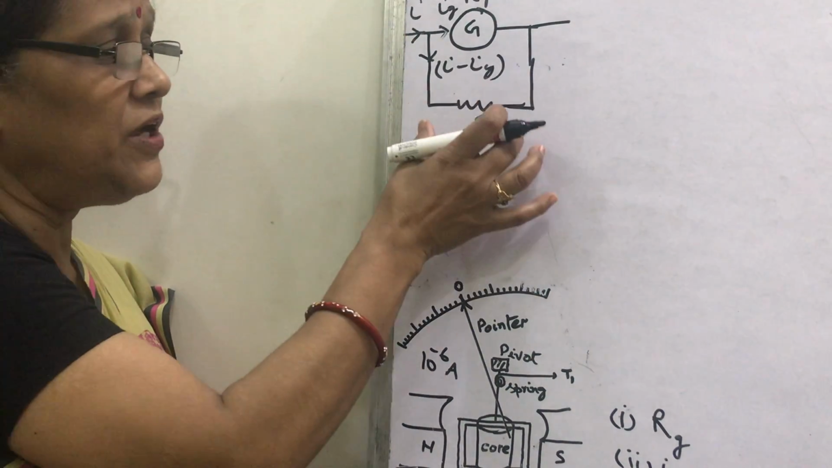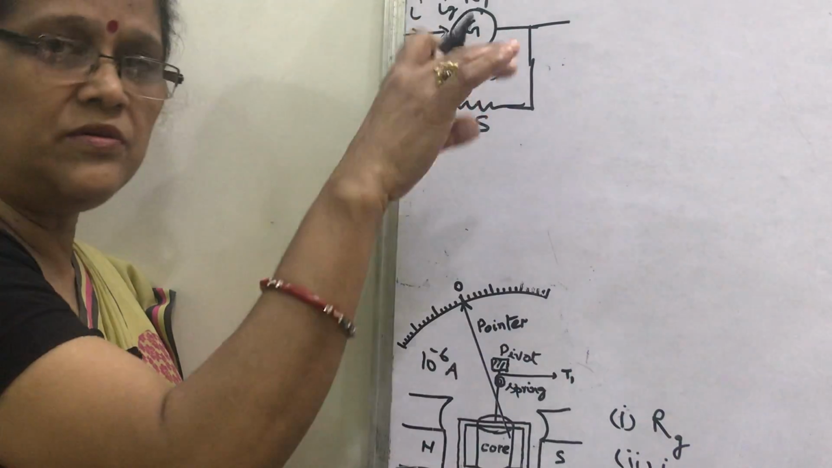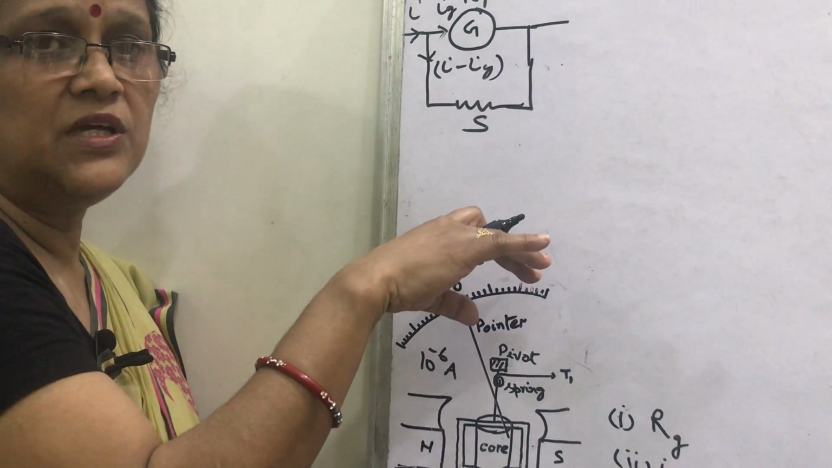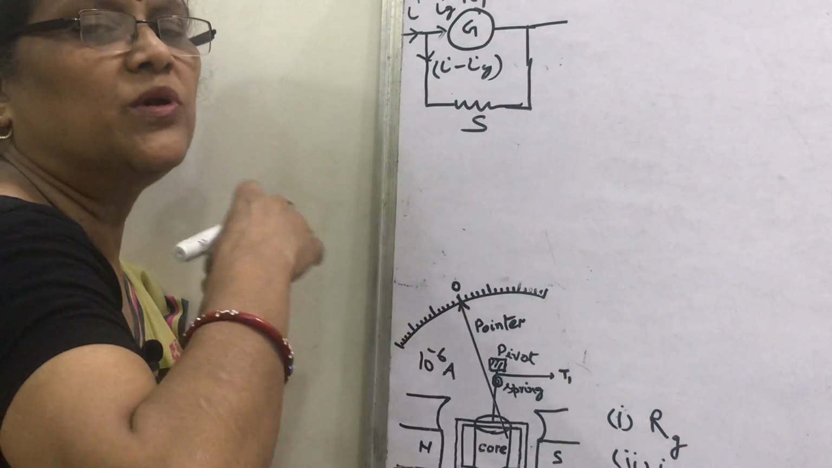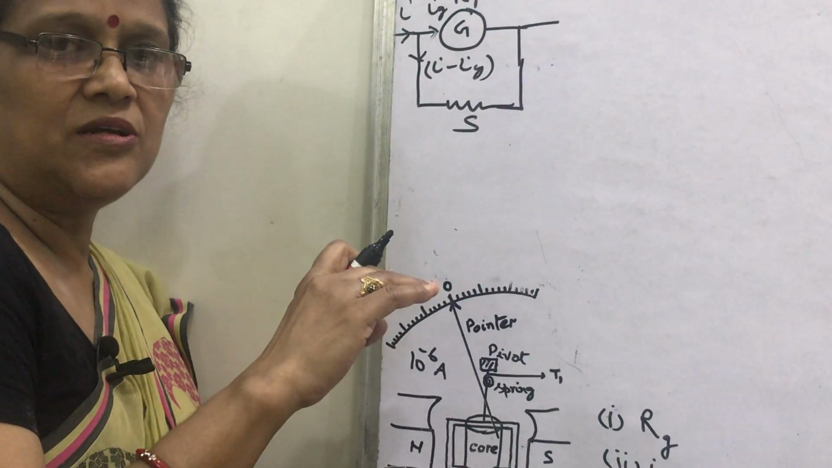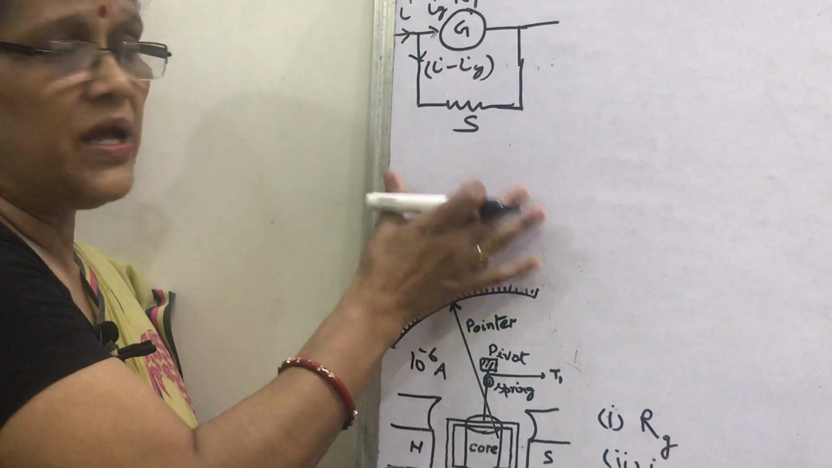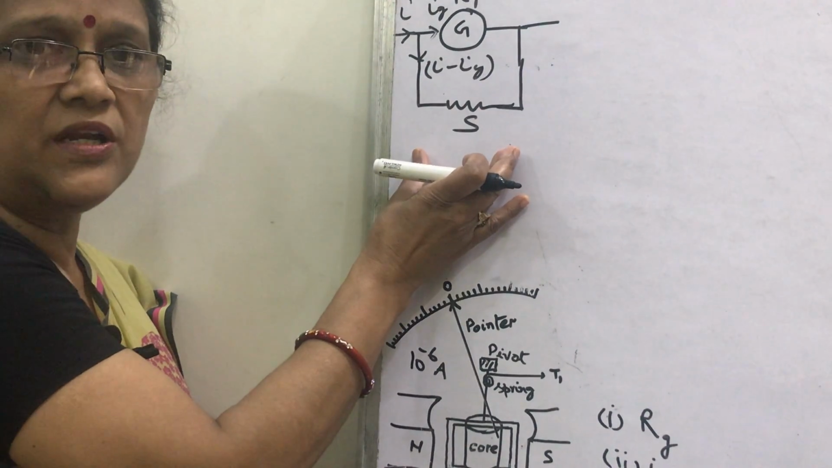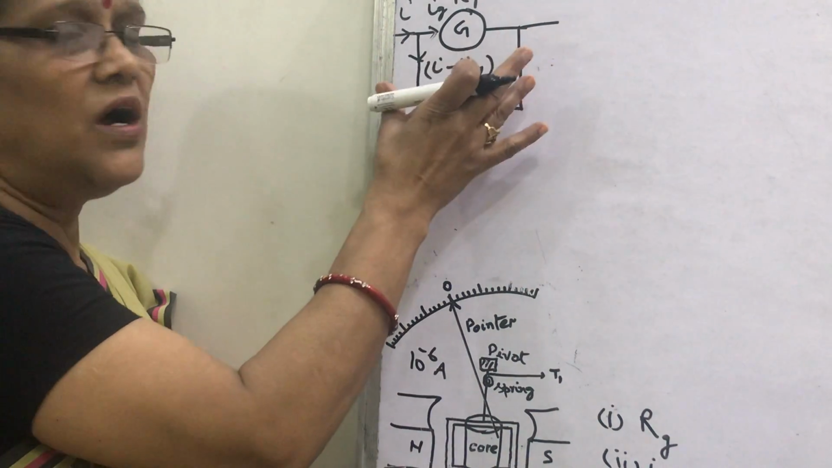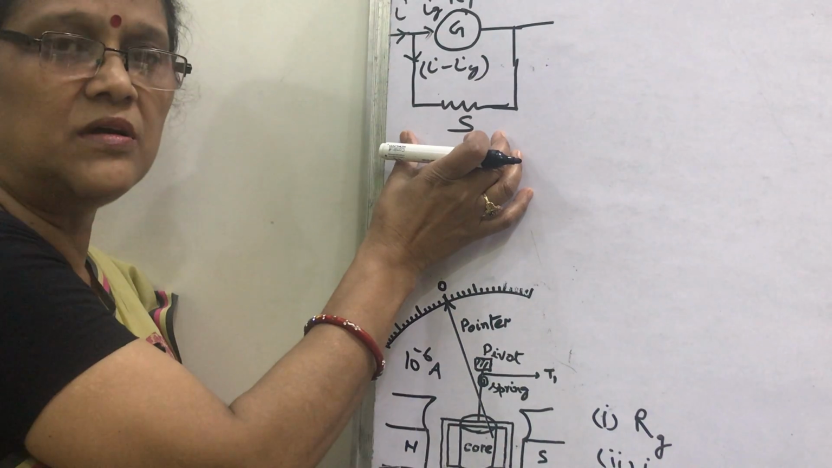Again I am saying why you have connected the shunt in parallel: to reduce the resistance. Why do I have to reduce the resistance? Because when resistance is reduced, more and more of the full current of the circuit will pass through it. Now this is the figure of the ammeter. By having a suitable value of shunt, you can decide the range of the ammeter. So look how the ammeter is made, and which value of shunt you have to connect.